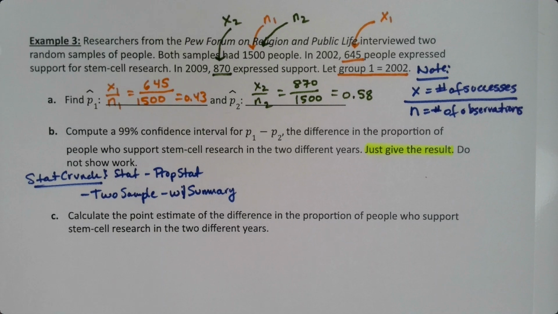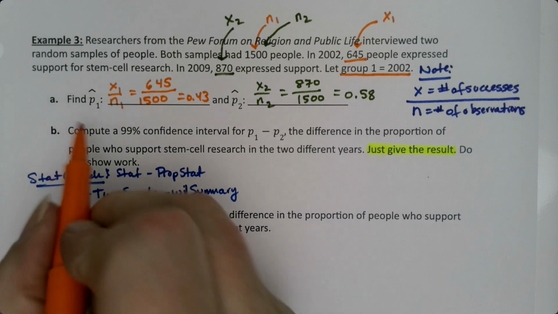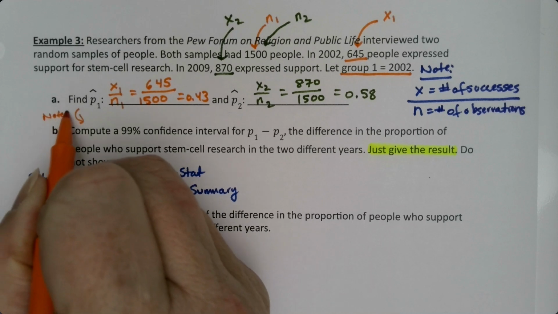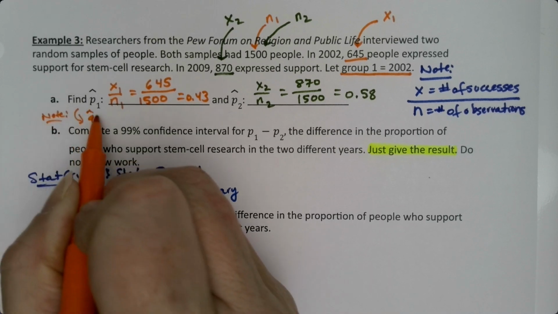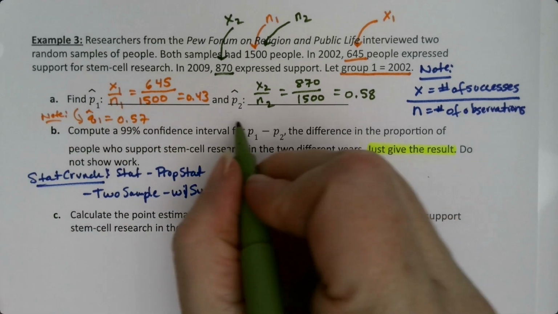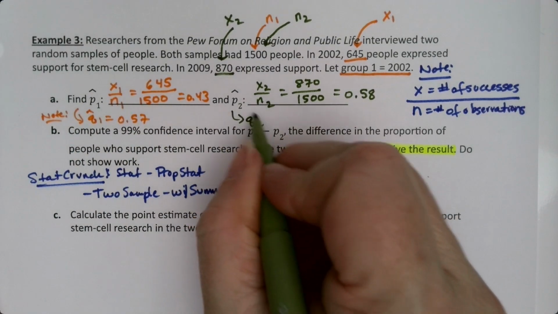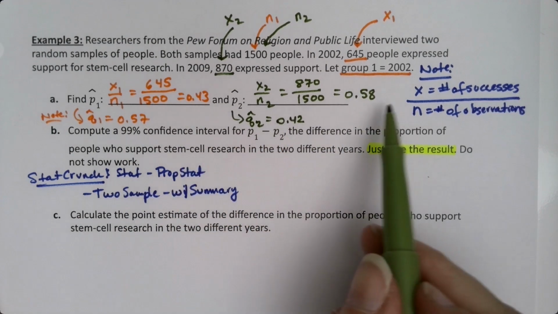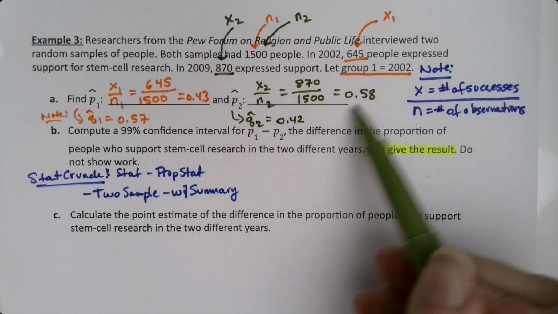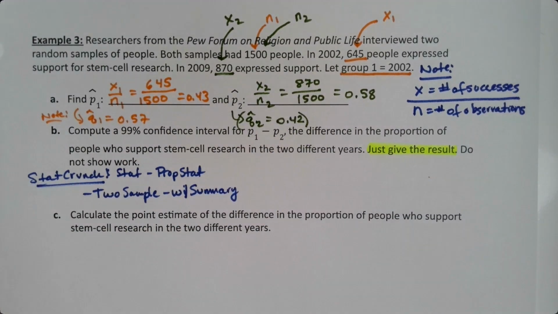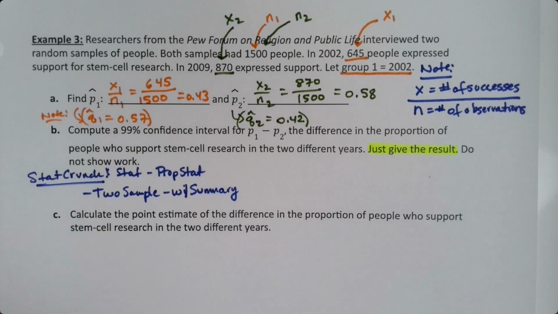And for the record, I didn't ask for them, and it's not necessary, but you might also want to note that Q1 hat will be 0.57, and Q2 hat will be 0.42, because they have to add up to 1, right? These are complements of each other. Again, it wasn't asked for, but for your own notes, just so you know how to find these values, it doesn't hurt to write it again.